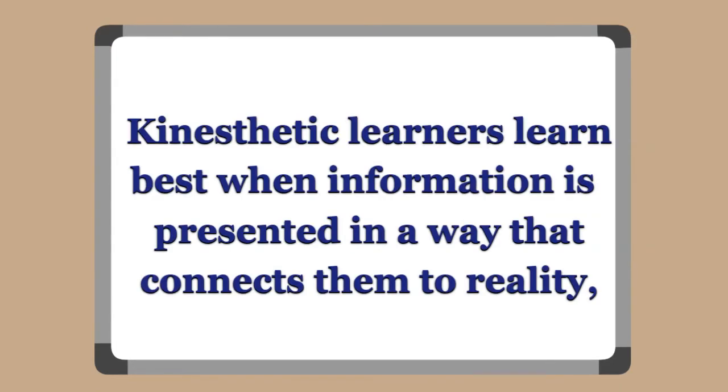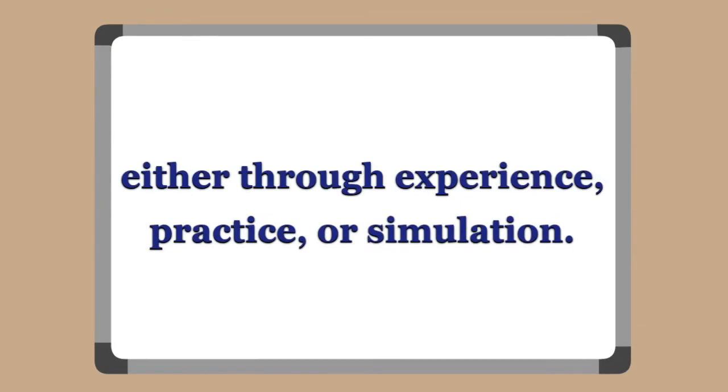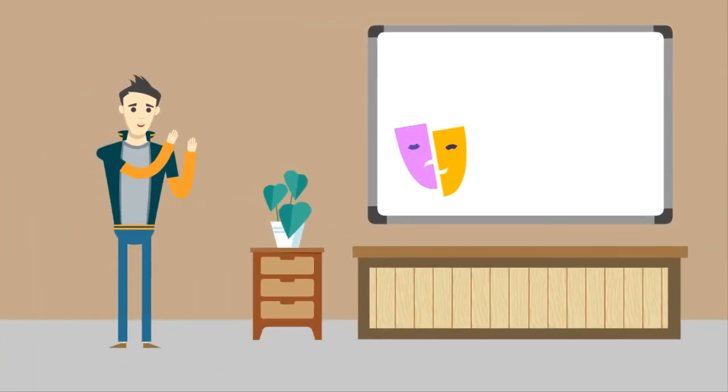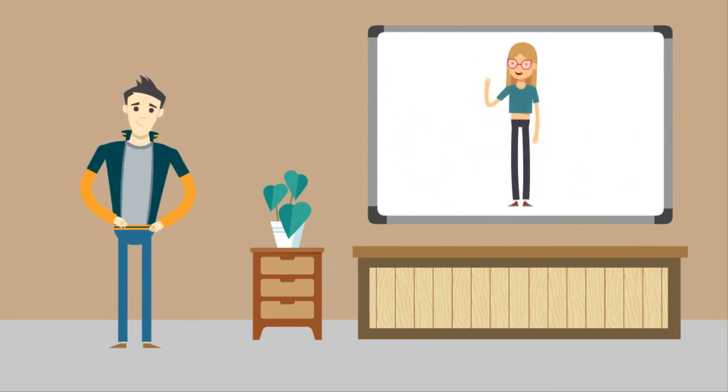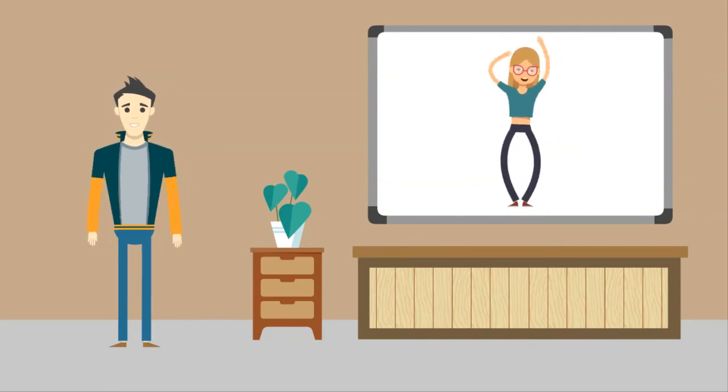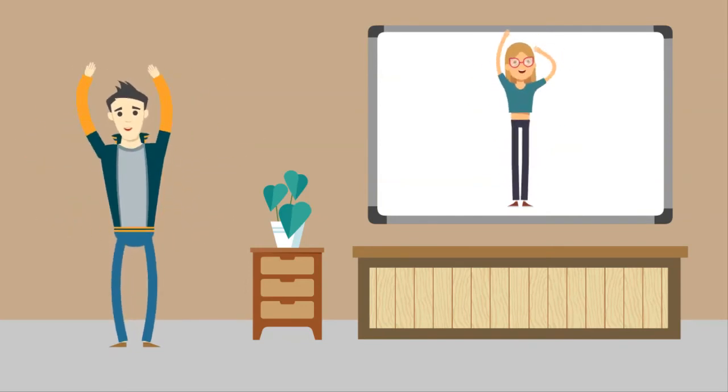Kinesthetic learners learn best when information is presented in a way that connects them to reality, either through experience, practice, or simulation. Information may be presented through a demonstration, a video, or even a case study. Kinesthetic learners need concrete examples and understand new topics best by doing them or by receiving hands-on instruction.